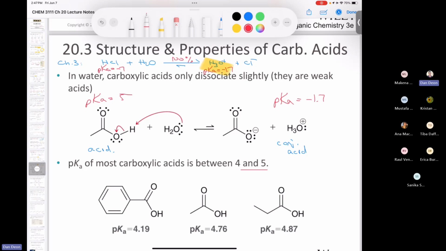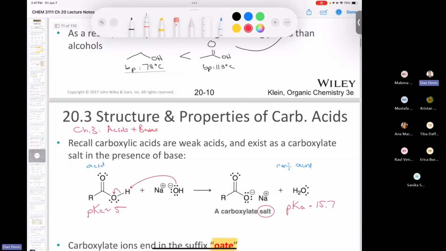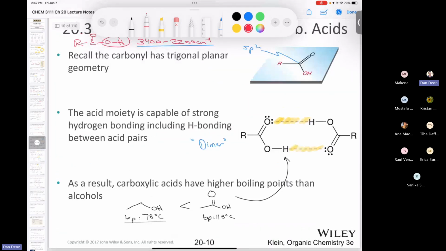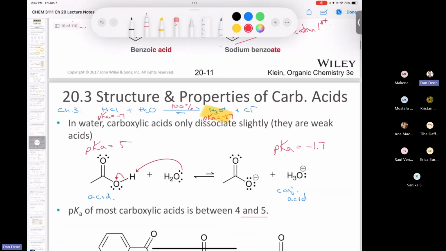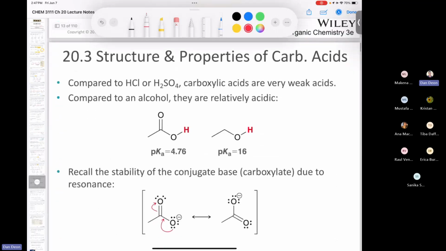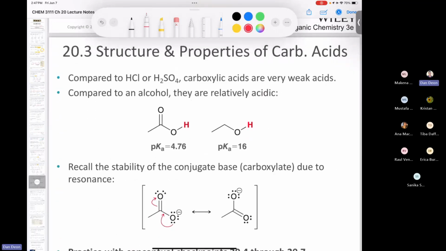It's a proton donor. If you compare a carboxylic acid like acetic acid, which has a pKa of around 5, with ethanol, which has a pKa of around 16, then yes, a carboxylic acid is much more acidic, by 10 to the power of 11, okay? So that's the idea. Compared to HCl or sulfuric acid, yes, carboxylic acids are weak acids, but if you compare them to an alcohol, they sure aren't. They're relatively acidic.